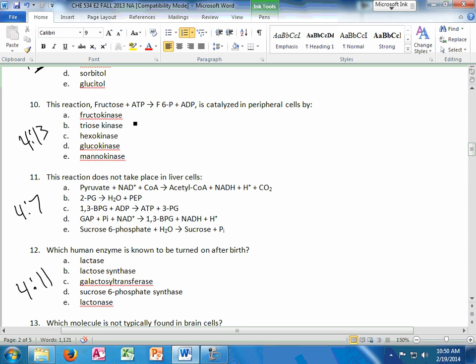This reaction is catalyzed by peripheral cells. So we know fructose is usually done in the liver, but in peripheral cells, he's talking about the adipose pathway. So you can review that here. And in that pathway, you're using hexokinase. Fructokinase is the one in the liver, as well as triose kinase, liver as well, for fructose. Glucose only, mannose only.